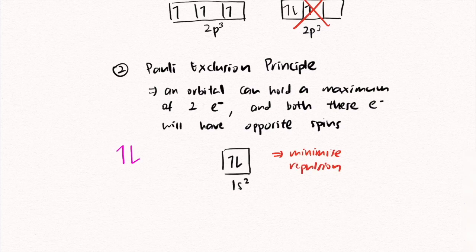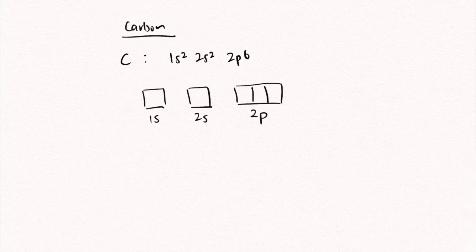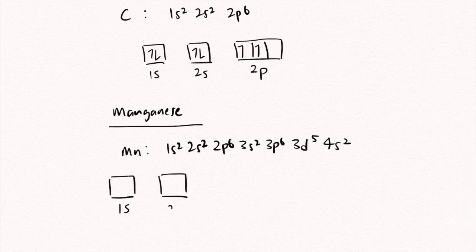Now, I am going to draw the electron-in-box diagram for the above 2 examples. Firstly, carbon. The first thing that we will do will be to draw out the empty atomic orbitals. Since a carbon atom has 10 electrons, we will only draw up to the 2p orbital. Now, we will fill up the 1s orbital with 2 electrons, 2s orbital with 2 electrons, and finally, the 2p orbitals with the last 2 electrons. This will be the electron-in-box diagram for the carbon atom. Similarly, for manganese, we will start by drawing the empty orbitals.